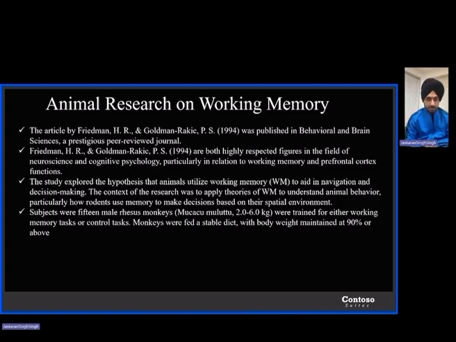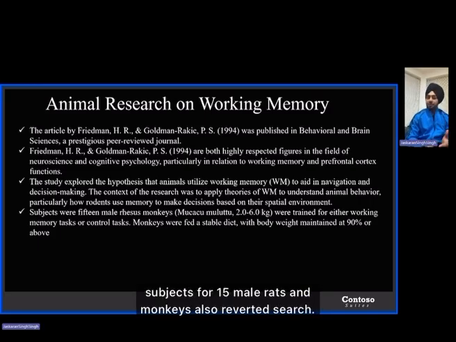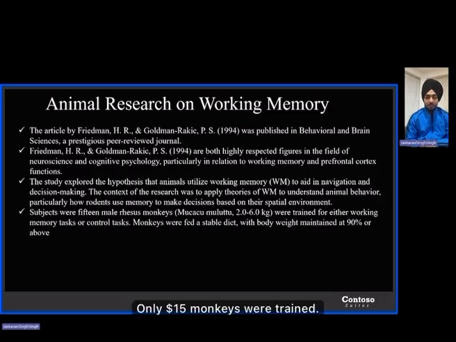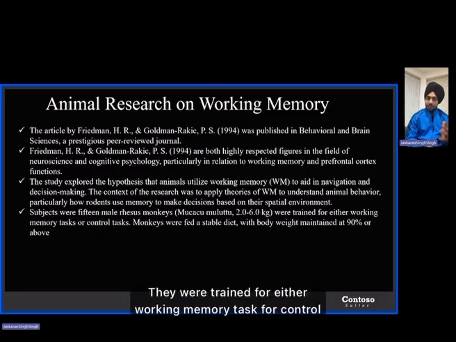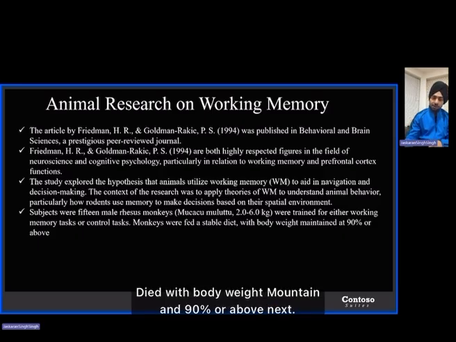The study explored the hypothesis that animals utilize working memory to aid in navigation and decision making. Subjects were 15 male rhesus monkeys. Only 15 rhesus monkeys were trained. They were trained for either working memory tasks or control tasks. Monkeys were fed on a stable diet with body weight maintained at 90% or above.